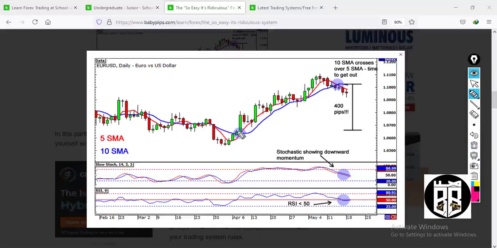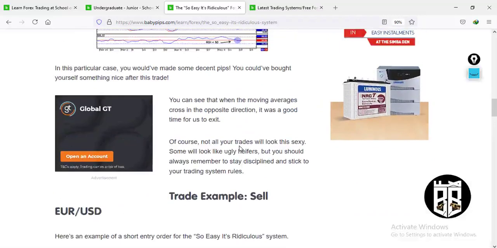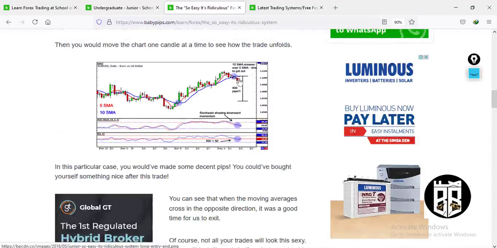So if we enter the trade here, how many candles is this? 1, 2, 3, 4, 5, 6, 7, 8, 9, 10, 11, 12, 13, 14, 15, 16, 17, 18, 19, 20, 21, almost a month. If you take profit here, that's almost a month of movement, and a significant amount of pips you would have banked for yourself. So that would have been very, very profitable. You can see that the moving averages crossed in the opposite direction, and it was time to exit at this area here.